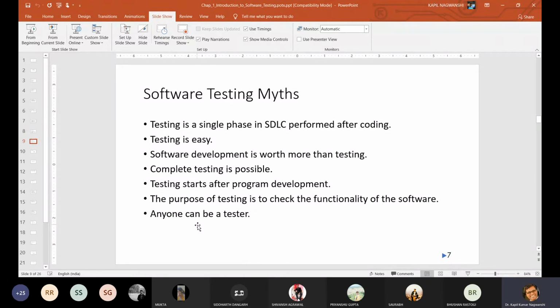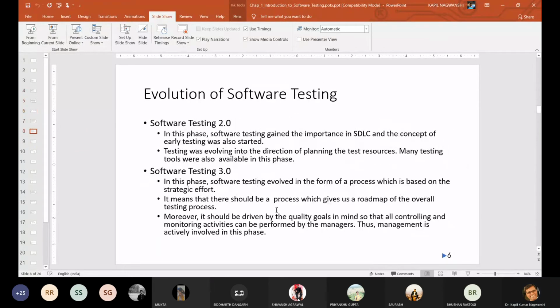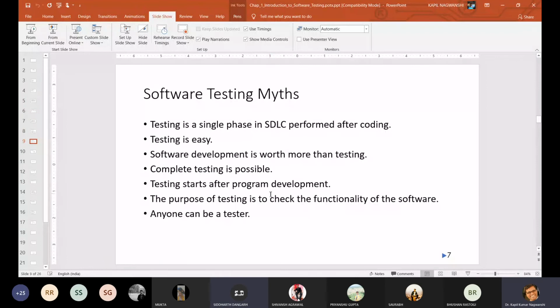So there are myths associated with software testing. Like testing is a single phase in SDLC performed after coding. Because it is written in SDLC, one phase of that is testing. Only a single phase kind of thing, but testing involves three phases. What are those three phases? Test analysis, test design, and test implementation. Am I correct? Yes, sir. Okay, fine.